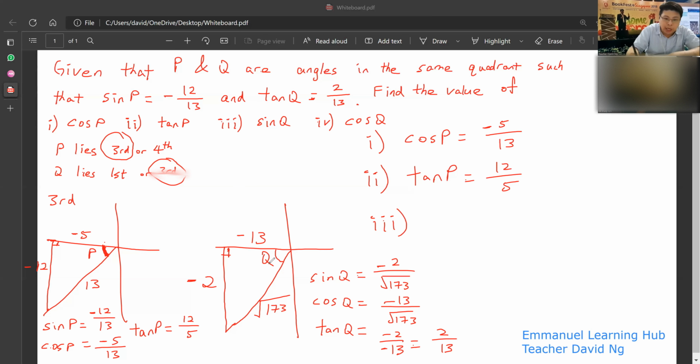Okay, part 3 is sine Q. Sine Q is, okay, this one you can rationalize. Okay, rationalize, you have this. Understand why. Then cosine Q, same thing, rationalize.